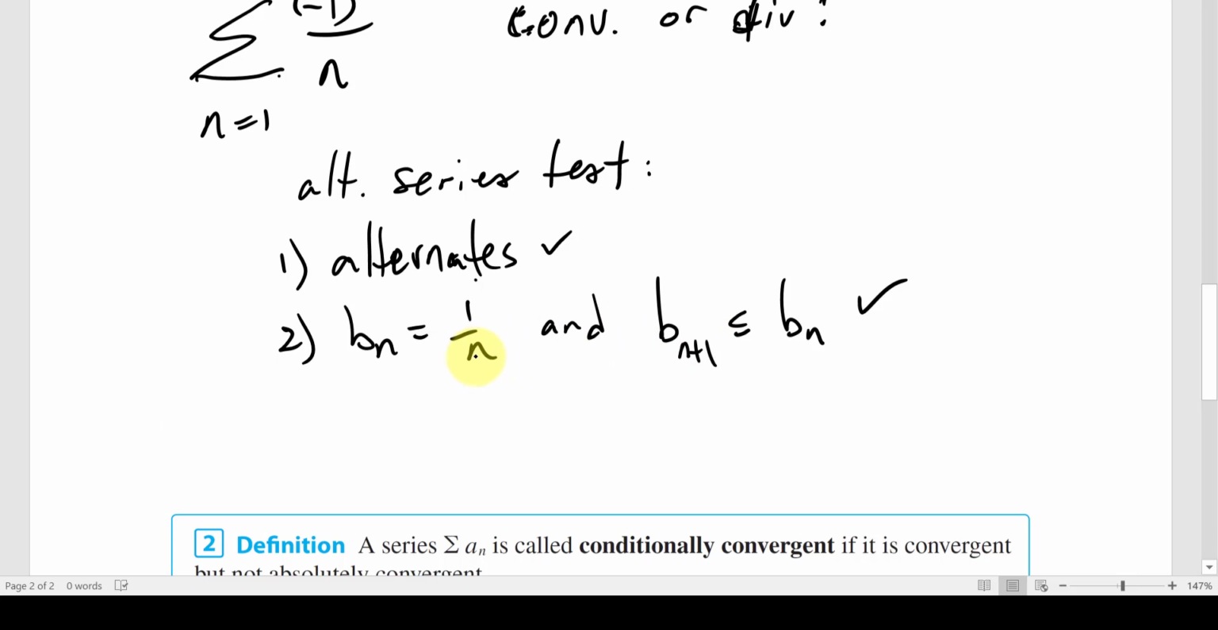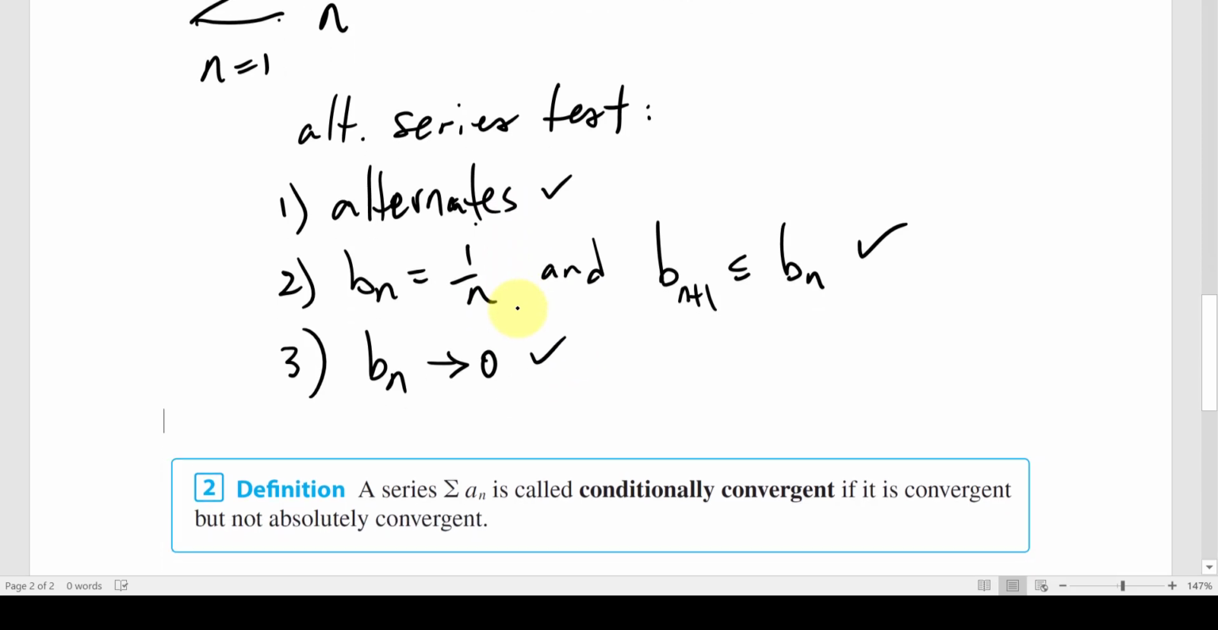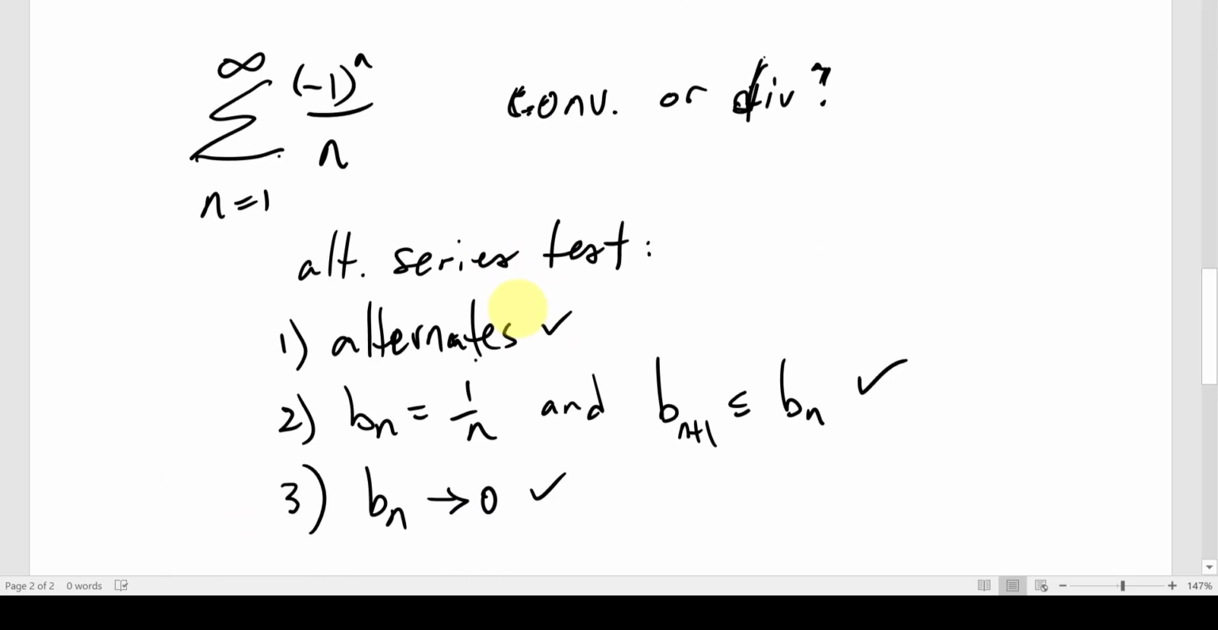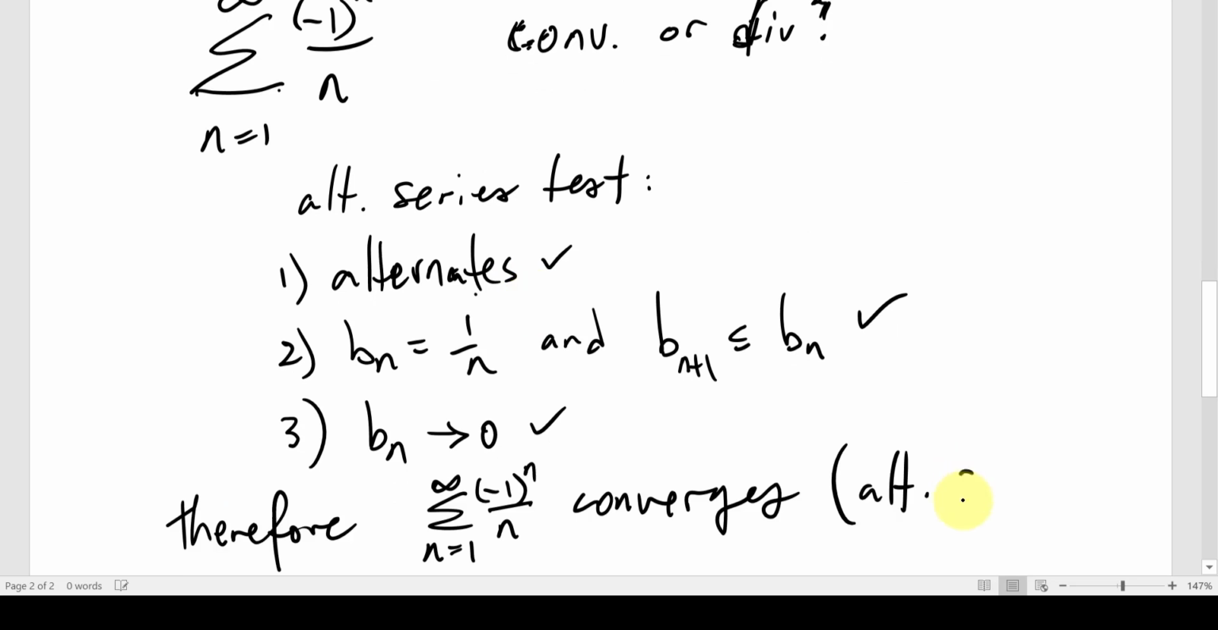As n gets bigger, you get smaller and smaller values for b sub n. Because it decreases, it doesn't increase. All I needed was that it doesn't increase. That's the case. And finally, the b sub n's go to 0. That checks off because 1 over n goes to 0 as n gets bigger. So it converges as it is. And it was the alternating series test that made that conclusion easy.